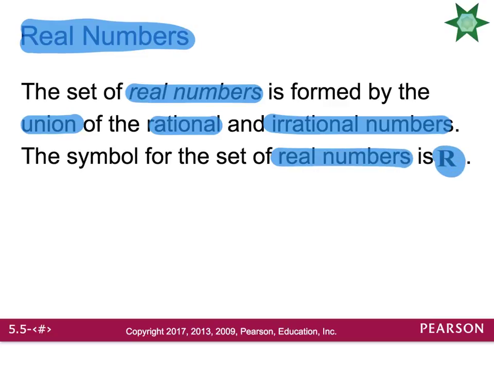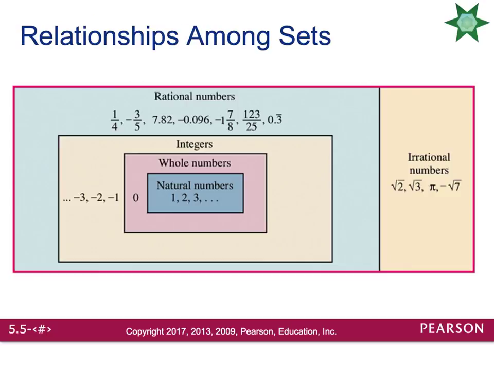Sometimes we write it this way, R with a double bar. That would be real numbers. Just to illustrate how those sets come together, on the right-hand side we have the irrational numbers. Remember, we said those were the decimals that never ended and didn't have a repeating pattern, like square root of 2, square root of 3, minus square root of 7, or pi. So that's one side.